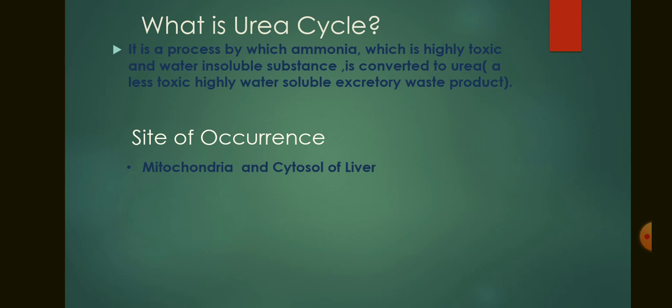Now let us know the site of occurrence. If you look into the subcellular site of occurrence, then it will be the mitochondrial matrix and cytosol. And what is the main site of occurrence? It will be the liver.